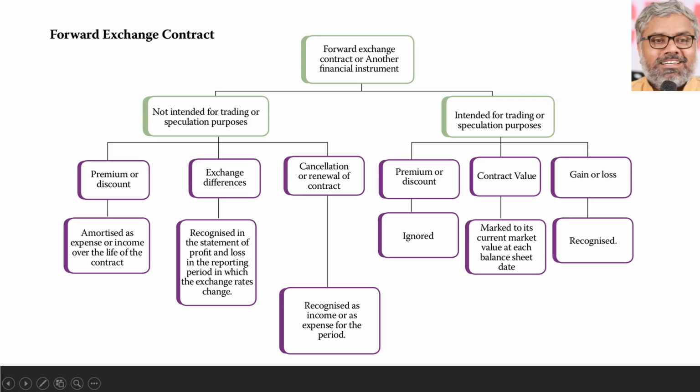And coming to forward exchange contracts, if they are incurred for non-speculative purposes, then whatever premium or discount is there in that forward exchange contract has to be amortized over the life of that contract. Usually forward exchange contracts will be for a maximum period of 3 to 6 months, not more than that in real life. So during that period, the premium or discount on that forward exchange contract has to be amortized. If there is a cancellation or renewal of the contract, profit or loss arising from that also has to be treated as income or expenditure.